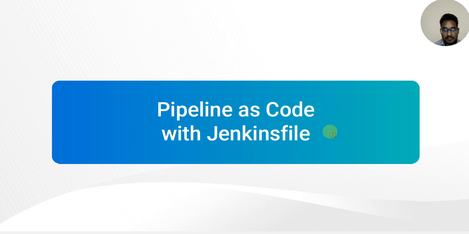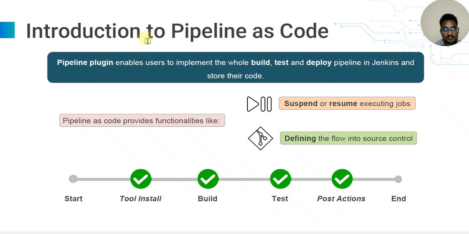Next is pipeline as code with Jenkins. Introduction to pipeline as code. The pipeline plugin enables users to implement the whole build, test, and deploy pipeline in Jenkins and store it as code. Pipeline as code provides functionalities like suspending or resuming job execution, and defining the flow in source control: start, tool install, build, test, and post actions.